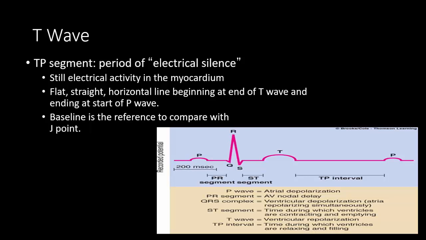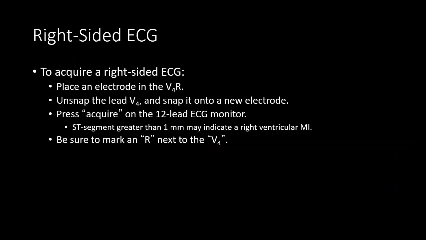Now, just to get in your mind what we might be looking for if we were to do a right-sided ECG, if we have an inferior MI where we notice ST elevation or STEMI in leads 2, 3, and aVF, which is going to be your inferior part, you will want to move V4 and move it to the same location except on the right side and print off a V4R. Look for ST elevation there, and that will indicate whether you've got at least right-sided involvement or not.